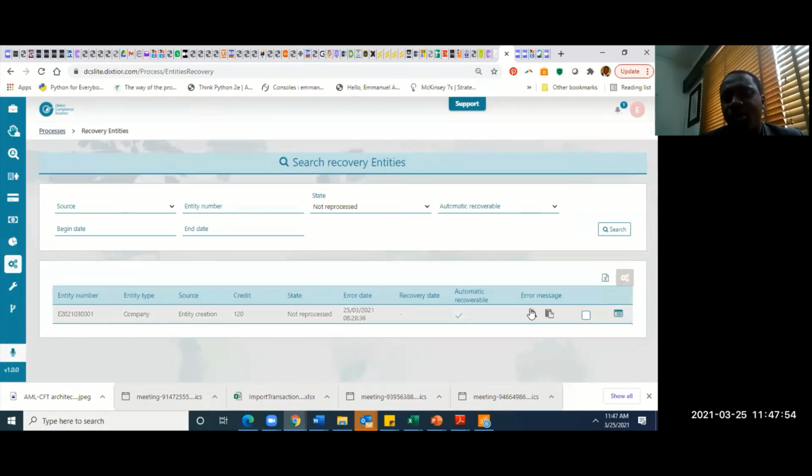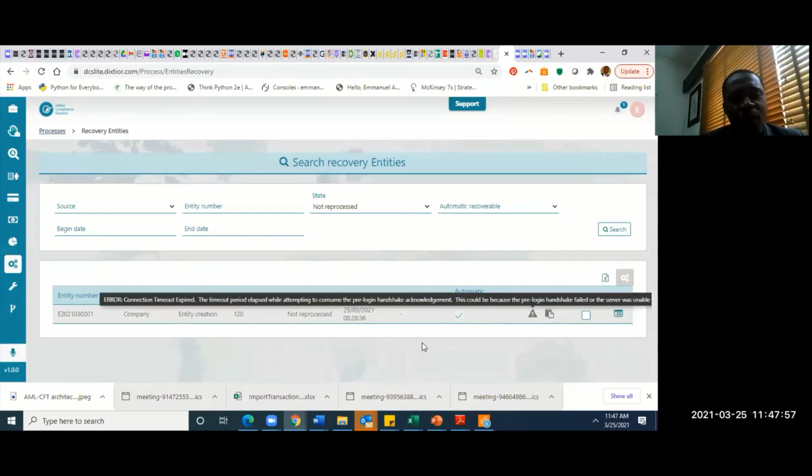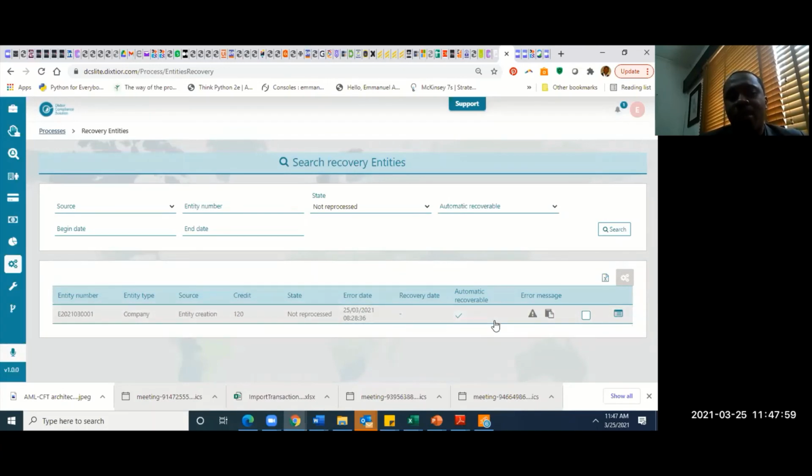I have one here actually waiting for a process to be run on it. Why? Because it hasn't yet been processed. And you can actually then initiate that process again manually.